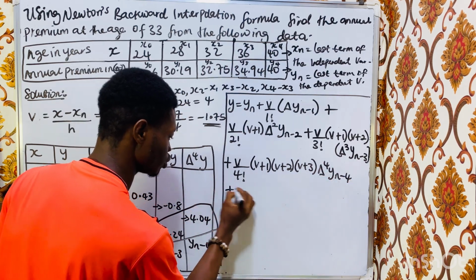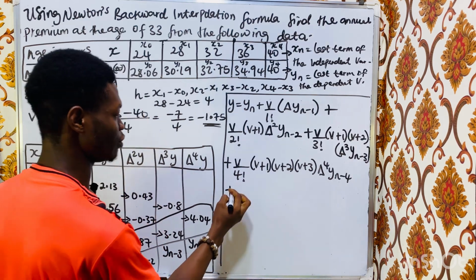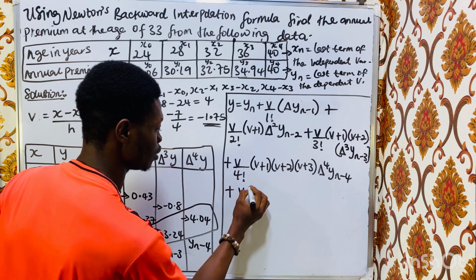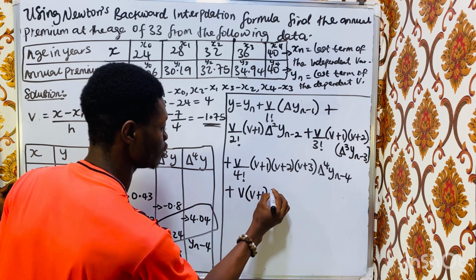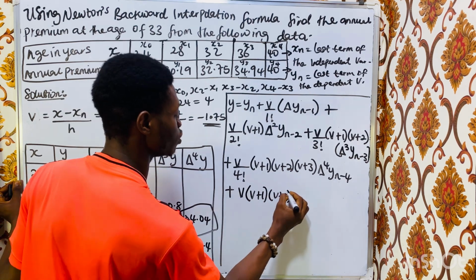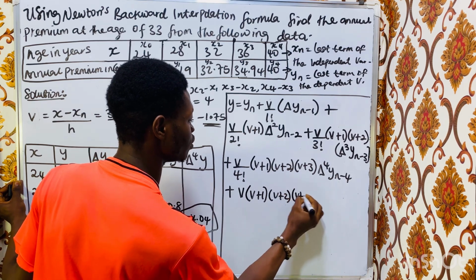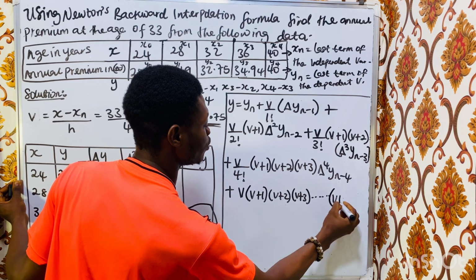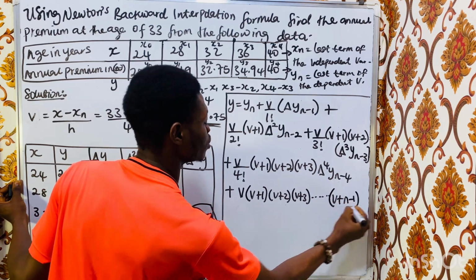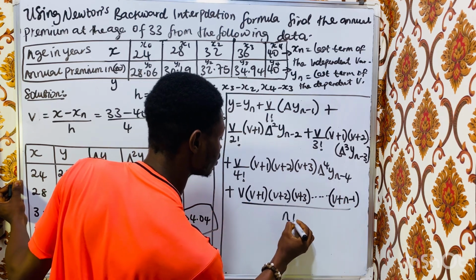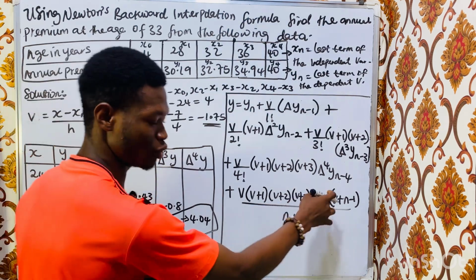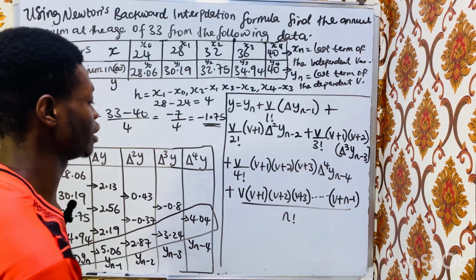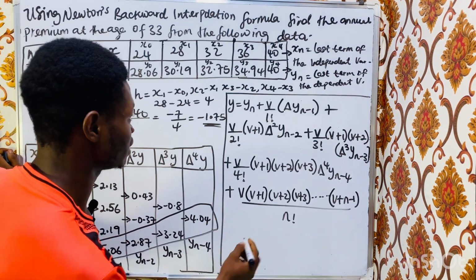Then plus, then the nth term will now be v into v plus 1, v plus 2, v plus 3. If you want again, till v plus n minus 1 all over n factorial. Depends on if you still want v plus 4, v plus 5, v plus 6. That's what I did it like that. So n factorial. So let's get started.